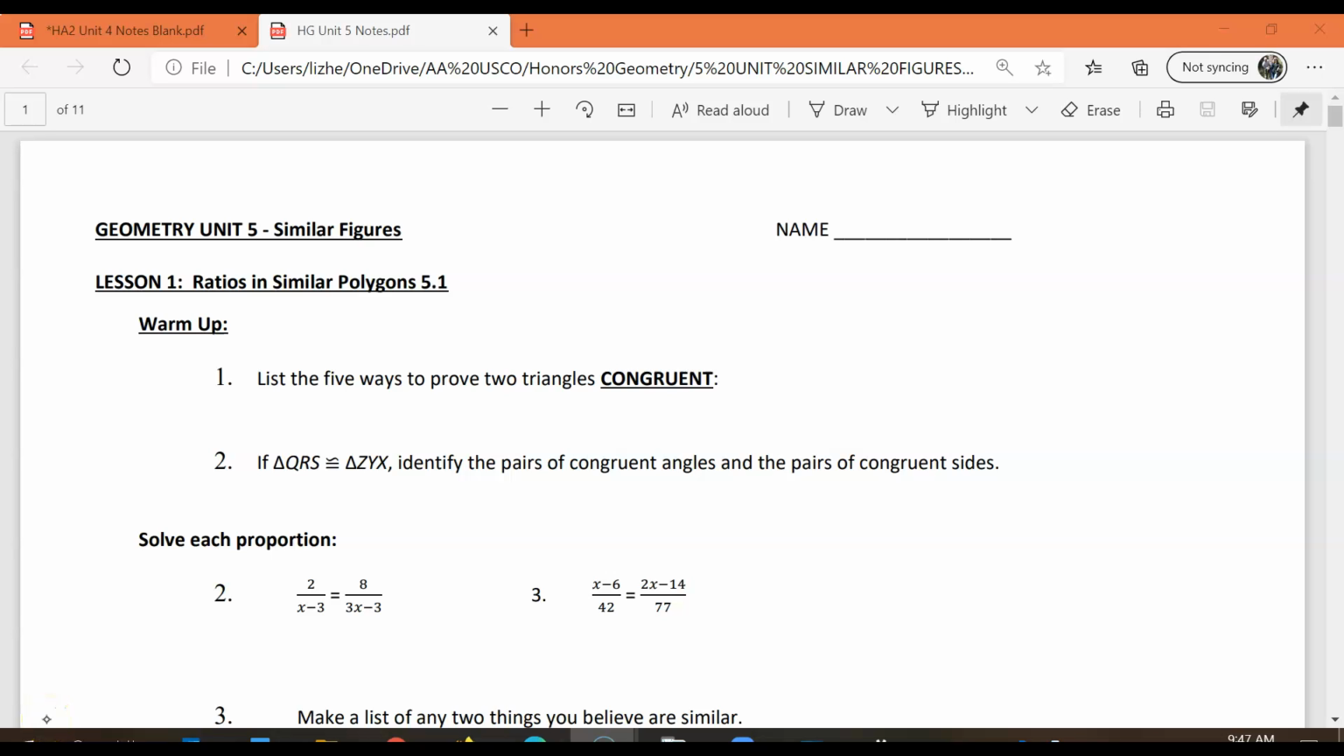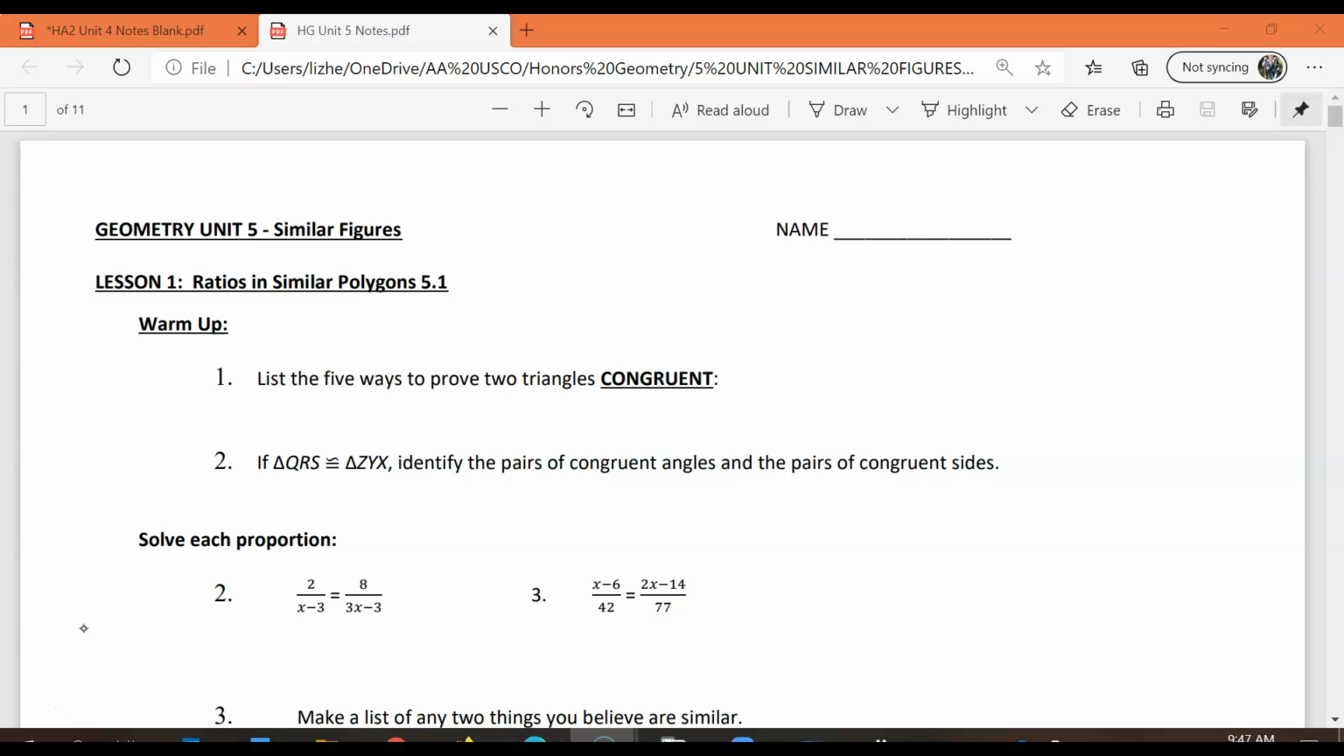Okay, geometry, we are going to start Unit 5 today and do Lesson 5.1. If you're at home and you've not printed off the notes, make sure you do that before you continue with this video. So let's do our warm-up first.